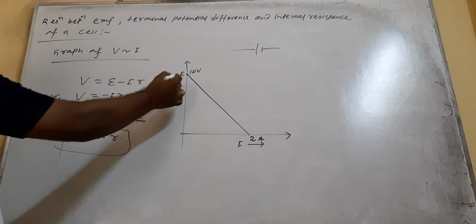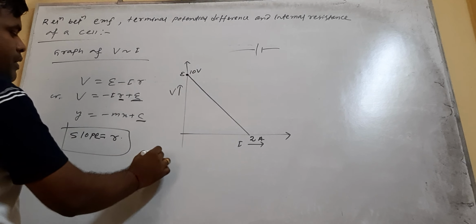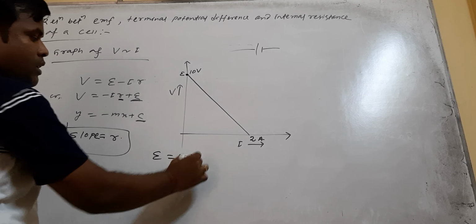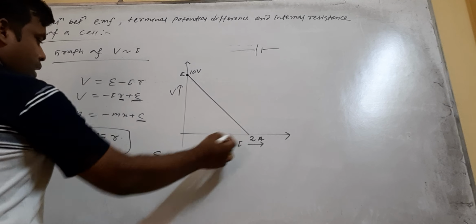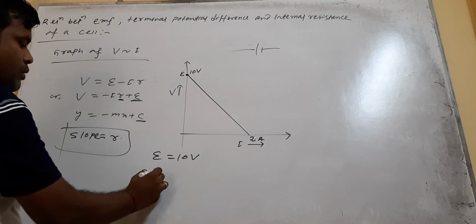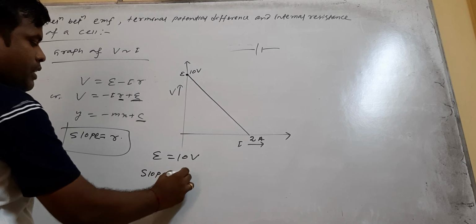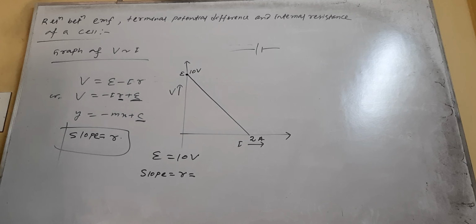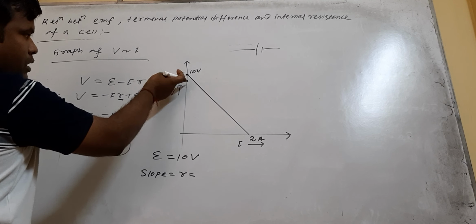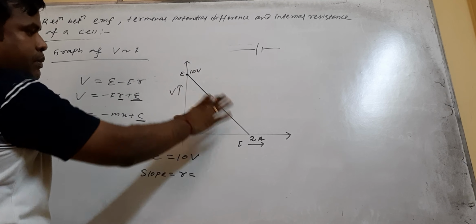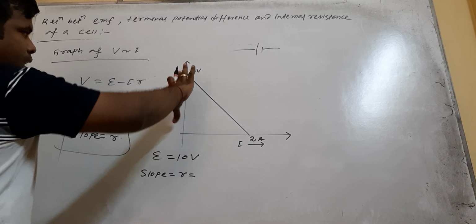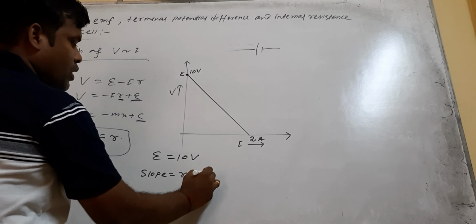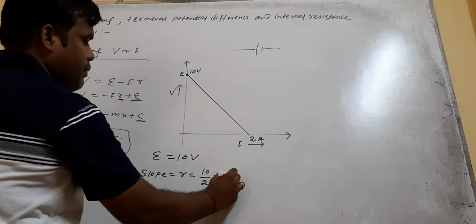So definitely this point is your EMF. EMF is your 10 volt. And what is the slope? Slope, you know, is your internal resistance, small r. Slope is the change in y-axis by change in x-axis, that is 10 by 2, which equals 5 ohm.